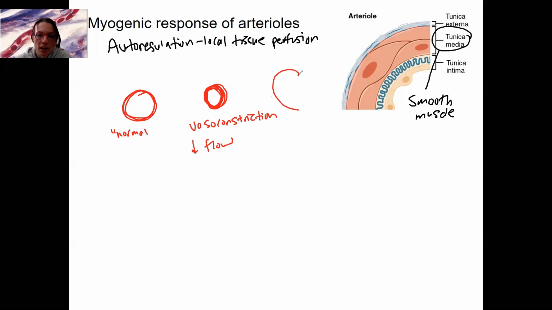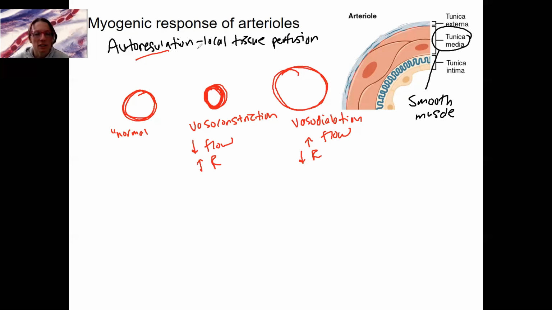Or we could have vasodilation. The smooth muscle will dilate, relax, vasodilation. This is going to increase blood flow. And this mechanism is important for all types of autoregulation, as well as some nervous system regulation of resistance, right? This decreased flow is because of increased resistance. This increased flow is because of decreased resistance. But now I want to tell you what this myogenic response is. We're going to see this again in the kidneys.